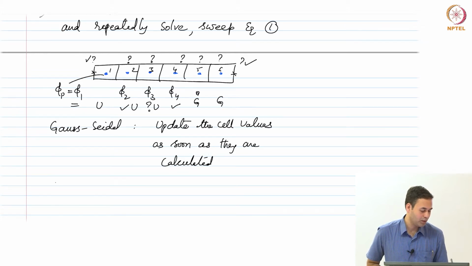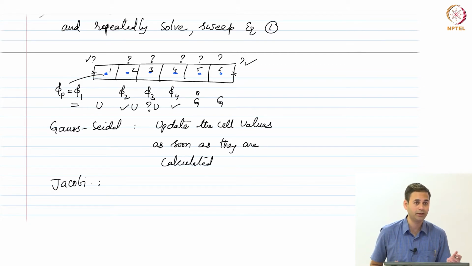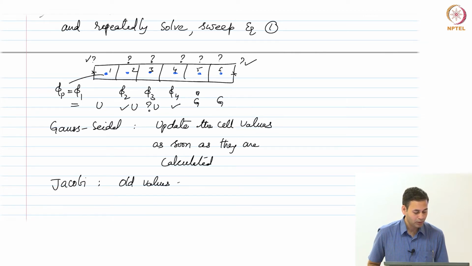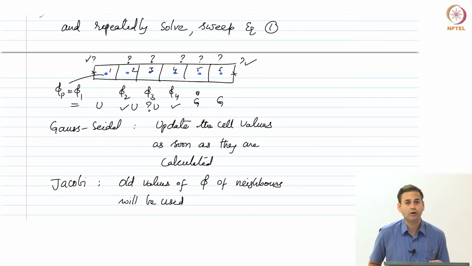Now that brings out the difference between Jacobi and Gauss-Seidel. In Jacobi you would not update them, you would still use the old values for all the neighbors, although you know that you have already calculated an updated value. So, in Jacobi old values of phi of neighbors will be used, and all the new values will be updated in one go after you sweep the entire domain.